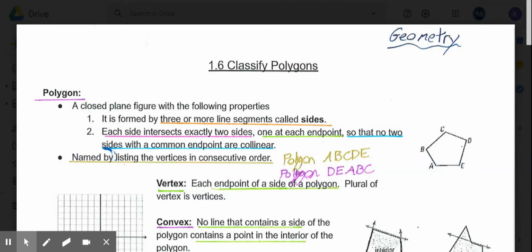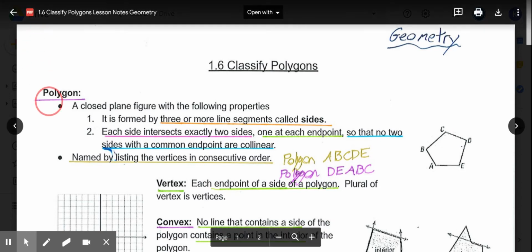Welcome to lesson 1.6, classify polygons. So in this lesson, obviously our main idea is going to be looking at polygons and how we classify, define, describe different polygons. So the first thing we have to start with is our geometric definition of a polygon.